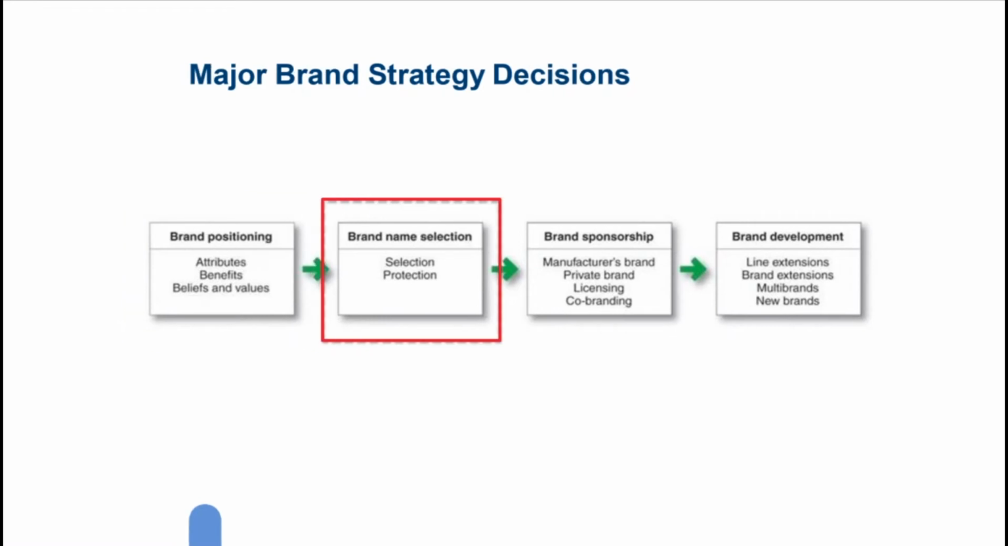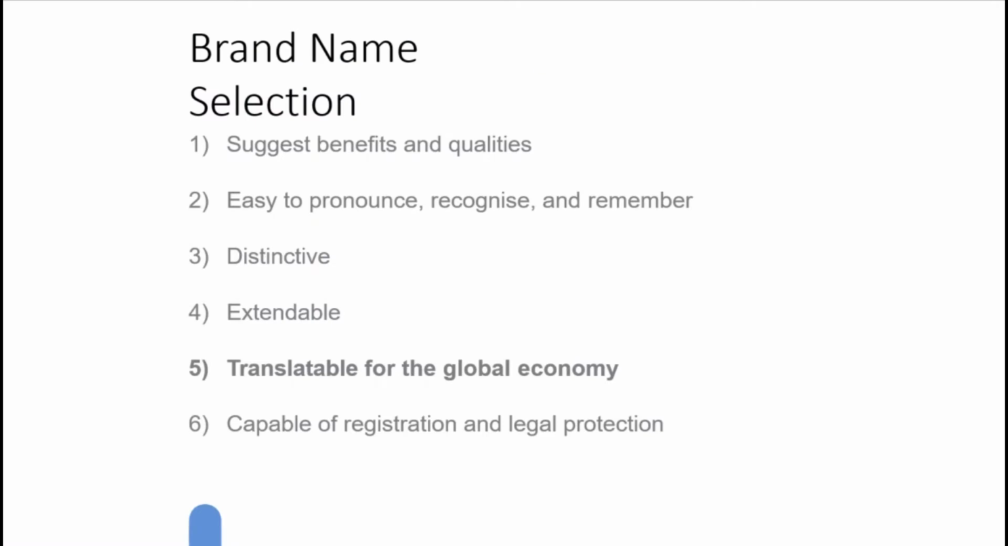Step 2, brand name selection. So here are some suggestions for selecting a good brand name. First, suggest benefits and qualities. Second, easy to pronounce. It should be easy to pronounce, recognizable, and easy to remember. Third, distinctive. Fourth, extendable, because you don't know whether in the future you are going to extend this brand with new product categories, so it should be extendable.